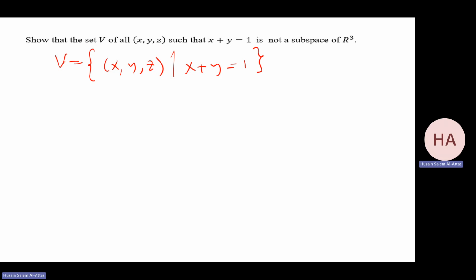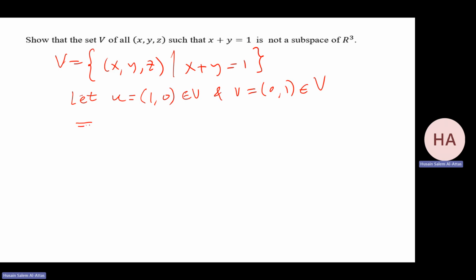Okay. So now I need to show it's not a subspace. It means I need to take examples where I have two vectors, I add them, and the new vector is not in the subset, or I multiply by a constant. Let u, for example, be 1 and 0. For sure, this is in the set, since 1 plus 0 is equal to 1. So this belongs to V. And let V be 0 and 1. For sure, this belongs to V.